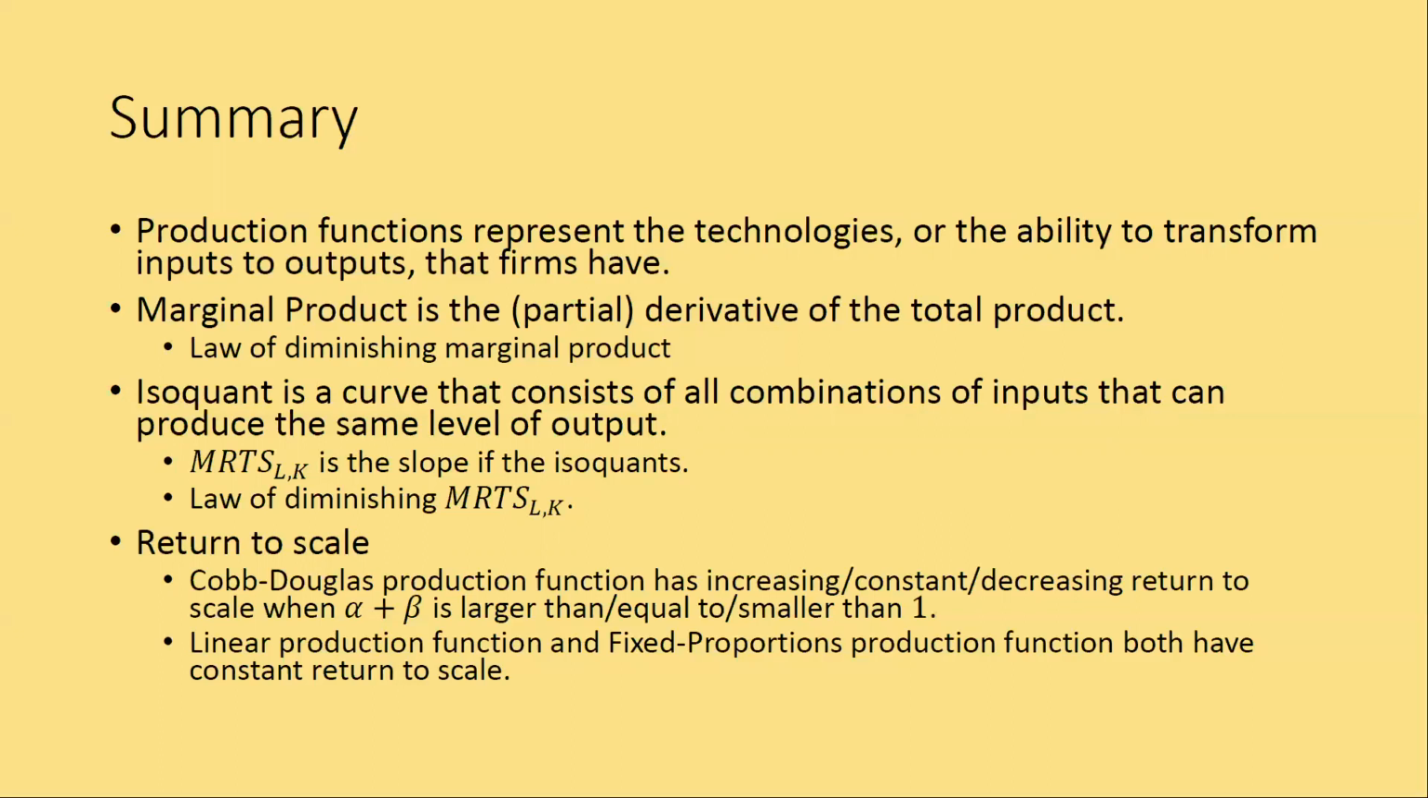When the sum is larger than 1, the production function has increasing return to scale. When the sum equals 1, the production function has constant return to scale. And when the sum is smaller than 1, the production function has decreasing return to scale. For the linear production function and the fixed proportion production function, both of them exhibit constant return to scale, and it does not depend on the parameters in those two production functions.